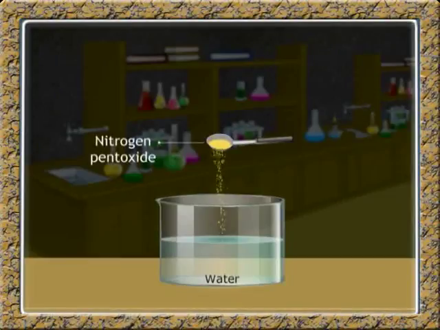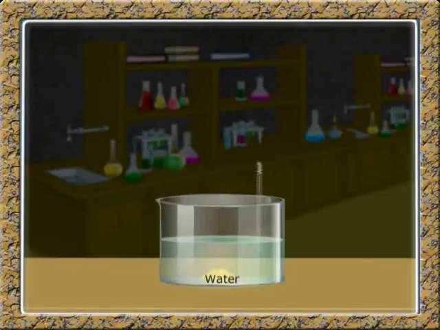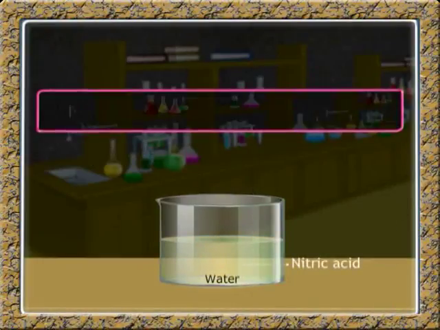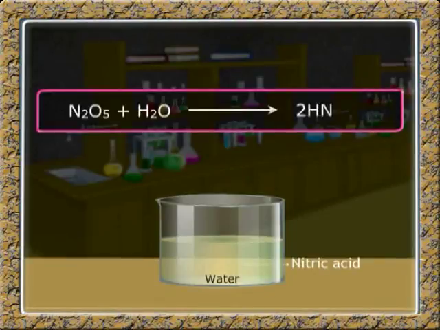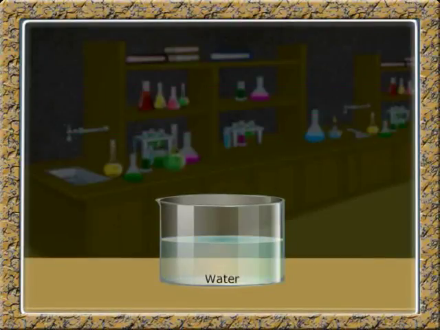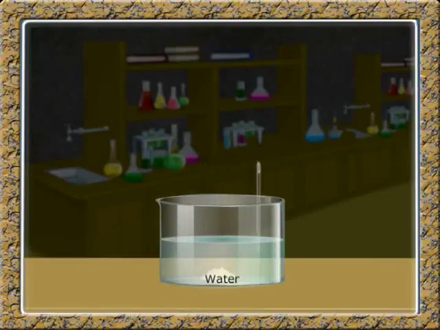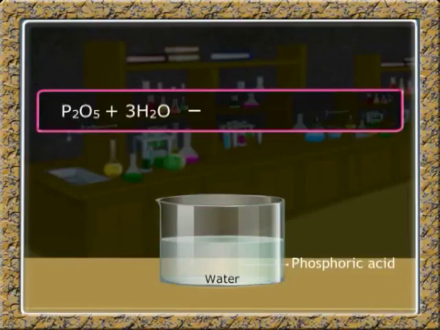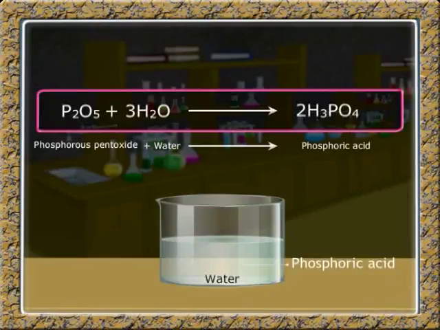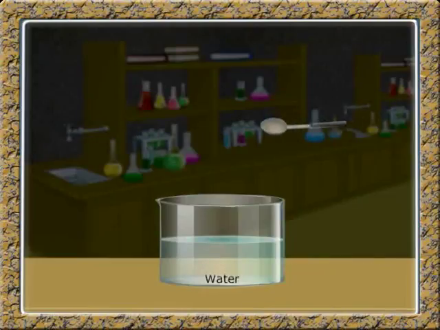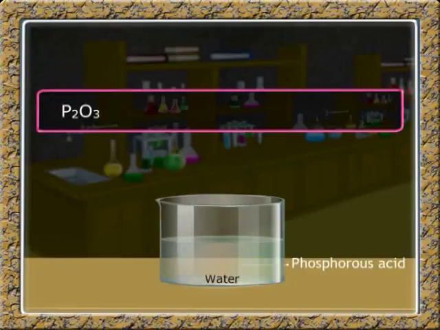Nitrogen pentoxide reacts with water to give nitric acid. That is, N2O5 plus H2O gives 2HNO3. Phosphorus pentoxide reacts with water to give phosphoric acid. That is, P2O5 plus 3H2O gives 2H3PO4. Phosphorus trioxide reacts with water to give phosphorus acid. That is, P2O3 plus 3H2O gives 2H3PO3.